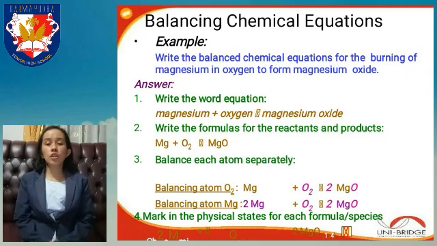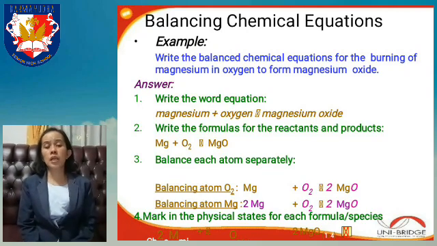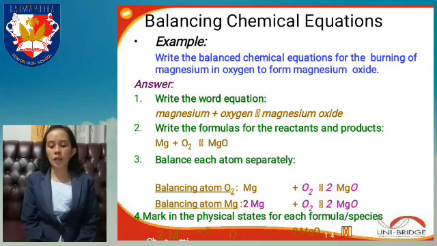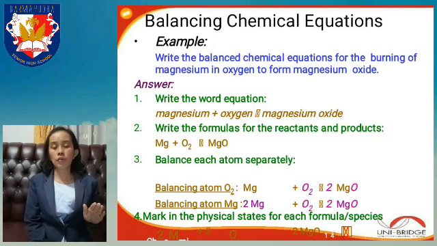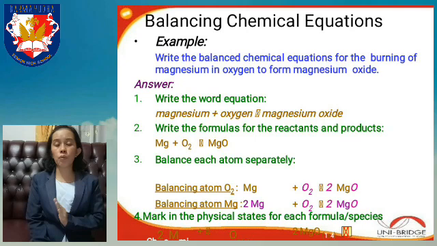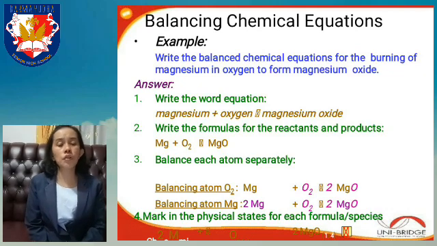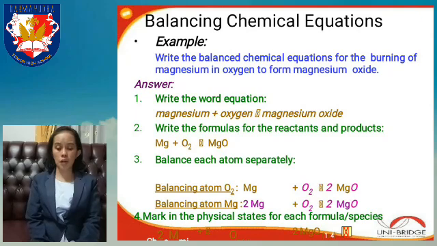The last topic that we need to discuss today is balancing chemical equations. We can balance a chemical equation by making sure the number of atoms of each element on the left side of the chemical reaction is equal to the number of atoms of that element on the right side of the chemical equation. Now, there are 4 steps that we use to balance a chemical equation.